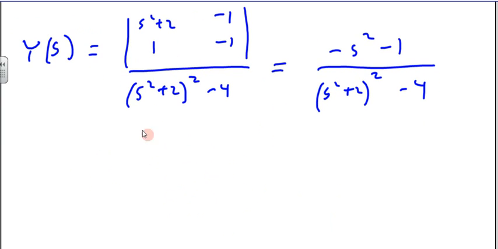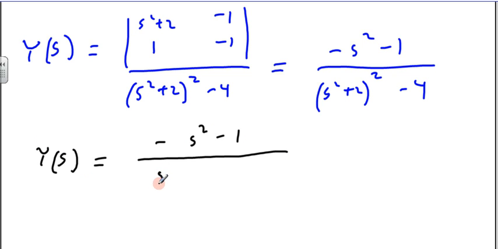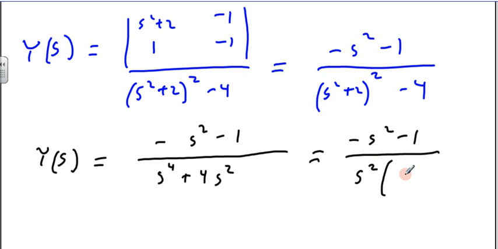Okay, so we do the same type of thing, and we see that y of s is going to be equal to minus s squared minus 1 divided by s to the 4th plus 4s squared, and then the 4 minus 4, they go away, so this is going to be minus s squared minus 1 divided by s squared times s squared plus 4. Okay, so that looks good.